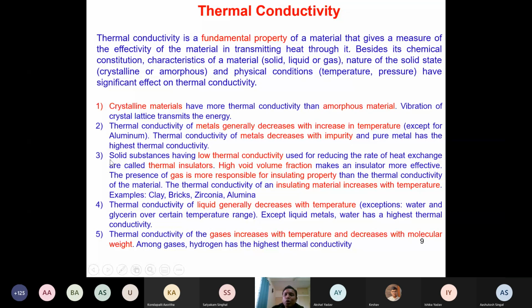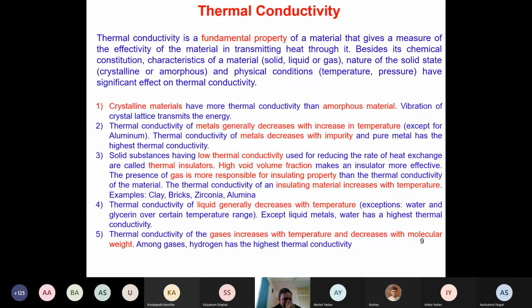Unlike the good conductors of heat, there are some materials which are poor conductors of heat, and these materials are referred to as insulators. Solid substances having low thermal conductivity, which are regularly used for reducing the rate of heat exchange, are called thermal insulators. Common examples are clay, bricks, zirconia, alumina, etc. Very often insulating materials have foam-like structures. For example, polyurethane foam is used as an insulator.